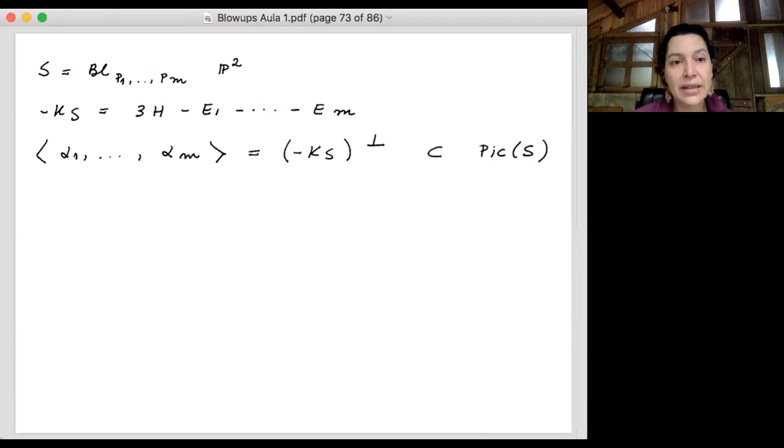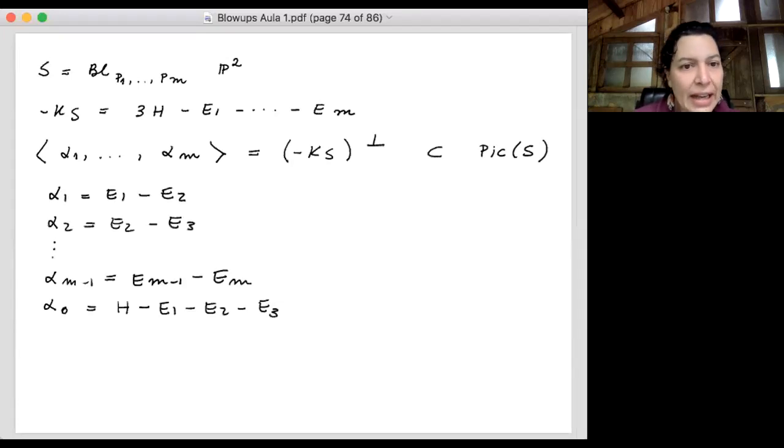So this is a lattice Z^m, and I can choose a basis alpha 0, alpha 1, up to alpha m-1, and I will choose this basis as follows. I leave it to you as an exercise to show that this is in fact a basis of this orthogonal complement. So alpha 1 is E1 minus E2, alpha 2 is E2 minus E3, and so on, up to alpha m-1, which is E(m-1) minus Em.